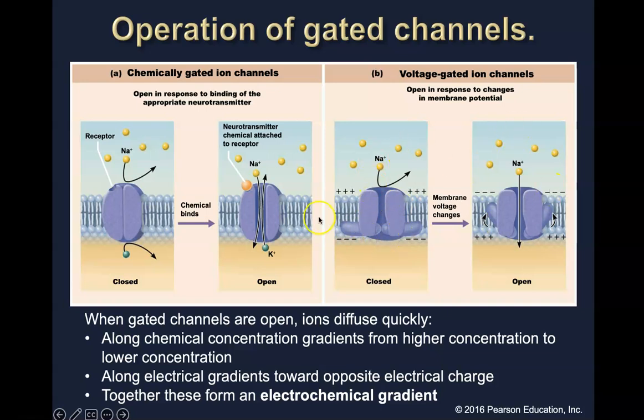And then we have the chemically gated ion channels, where it just binds a chemical, oftentimes a neurotransmitter, to open up that channel.